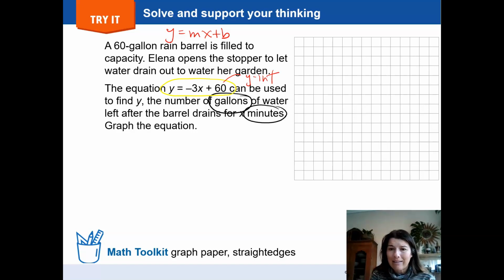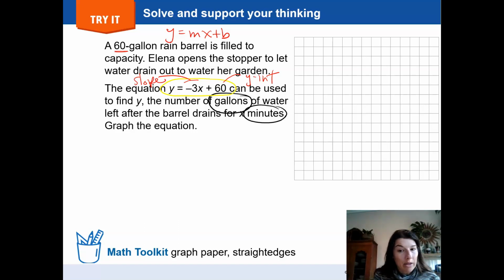Plus 60. Where did we see 60 in our original situation? That was the capacity of the rain barrel. The water was all the way up to the top at 60 gallons. Elena is unplugging it. The water's starting at 60 at time 0, and it's going to be decreasing. At what rate is it going to be decreasing? The equation tells you right here. This -3 means that's our slope.